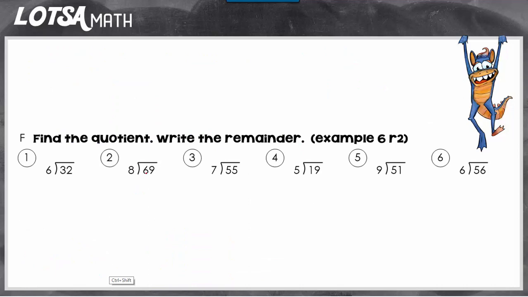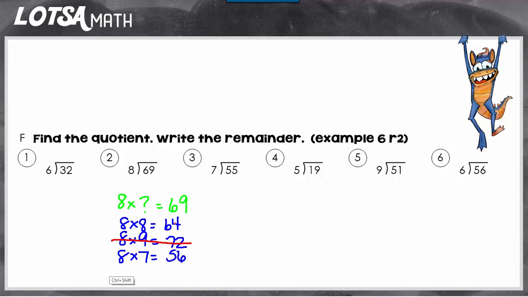Okay, number 2 is 69 divided by 8. I'm going to use my last strategy, and I'm going to think about 8 times what is close to 69. So I know that 8 times 8 is 64. I know that 8 times 9 is 72, but right away I see 72 went over, so that's too much. So maybe I should try 8 times 7. That's 56. Well, 64 is closer to 69, so I know it's not going to be 8 times 7 either. So 8 times 8 is going to be the closest we can get.